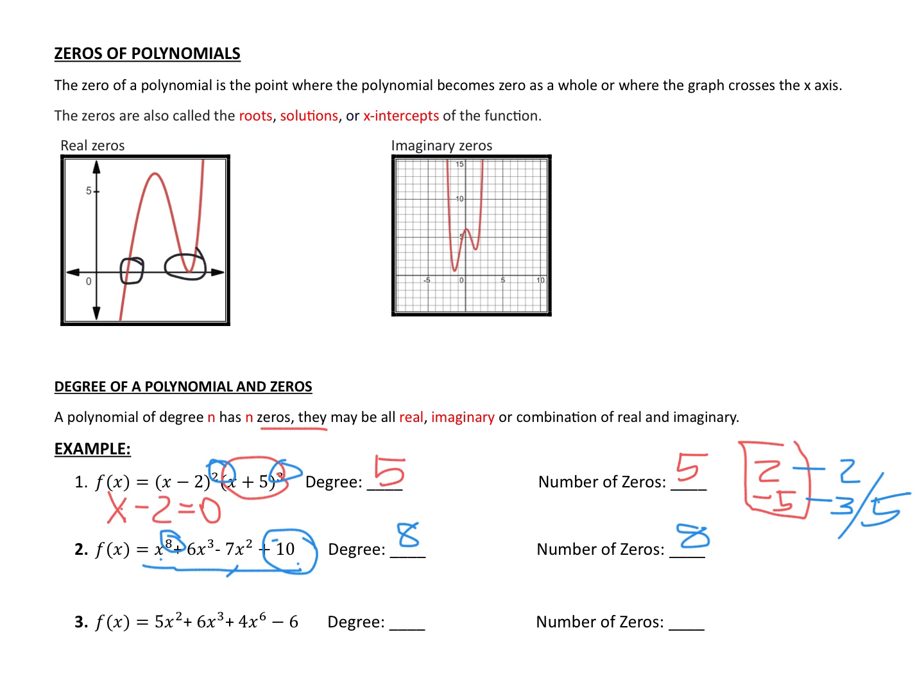Okay, the next one, this one is expanded out. The only difference is that it's not in standard form. So the highest exponent is not the first one. So the degree for this one is 6. And the number of zeros are just going to be 6.